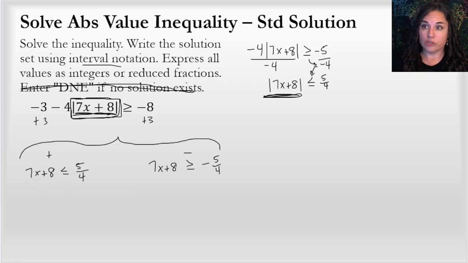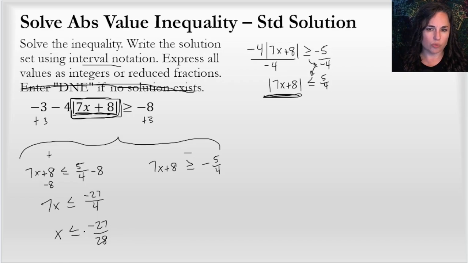Let's solve for those values. I told you I need you to be able to do this algebraically, so let's solve algebraically. I need to subtract 8 on both sides. 8 is 32/4, so 5 minus 32 is negative 27. So I get 7x is less than or equal to negative 27/4. So x is less than or equal to negative 27 over 28.